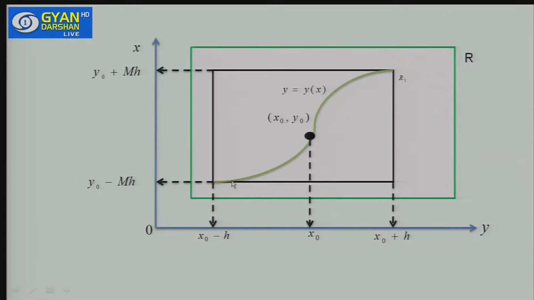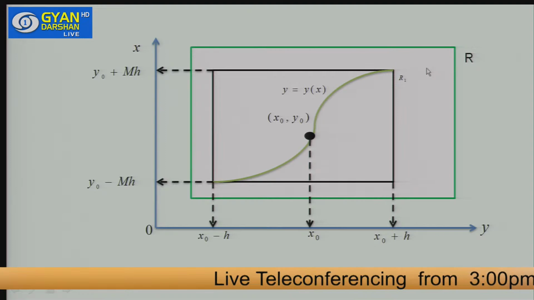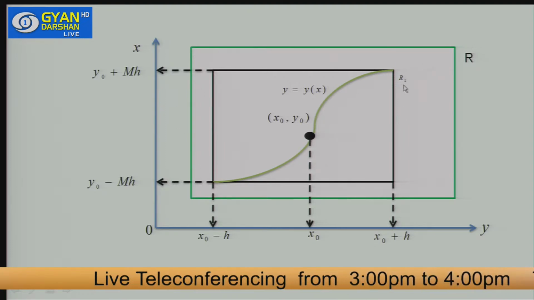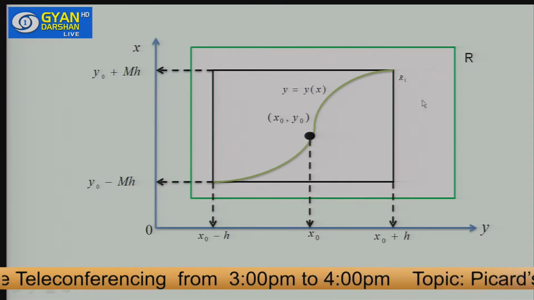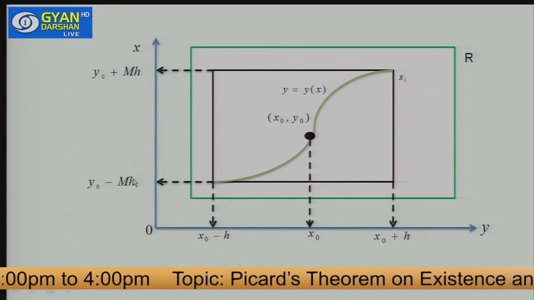Okay, so this is the domain that we have constructed by choosing suitable h and M. This h and M have been chosen as per our convenience. The only restriction is that your R1 should not exceed R. It should not go outside of your given region. So within this region I can construct another region as per my convenience. That's how this h and M have been chosen.